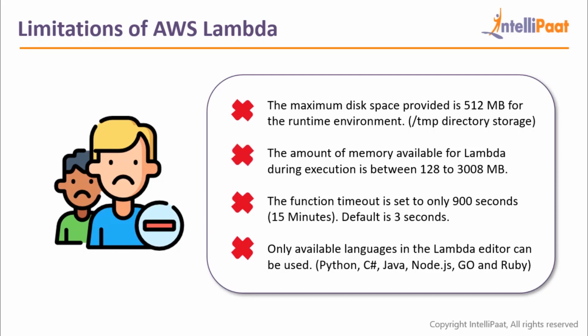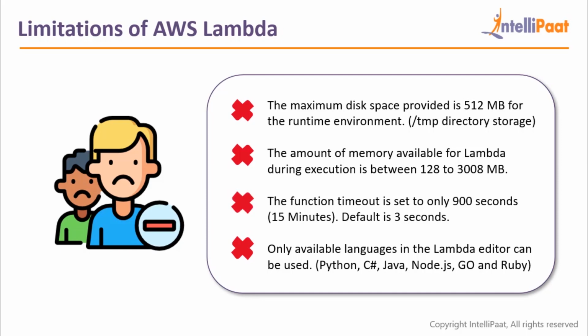The next limitation is that the amount of memory available for Lambda during execution is 128 to 3008 MB. So this is the amount of RAM you can choose between, either 128 or 3008, and in between it is a 64 MB increment, like 128 plus 64, and it keeps on adding.